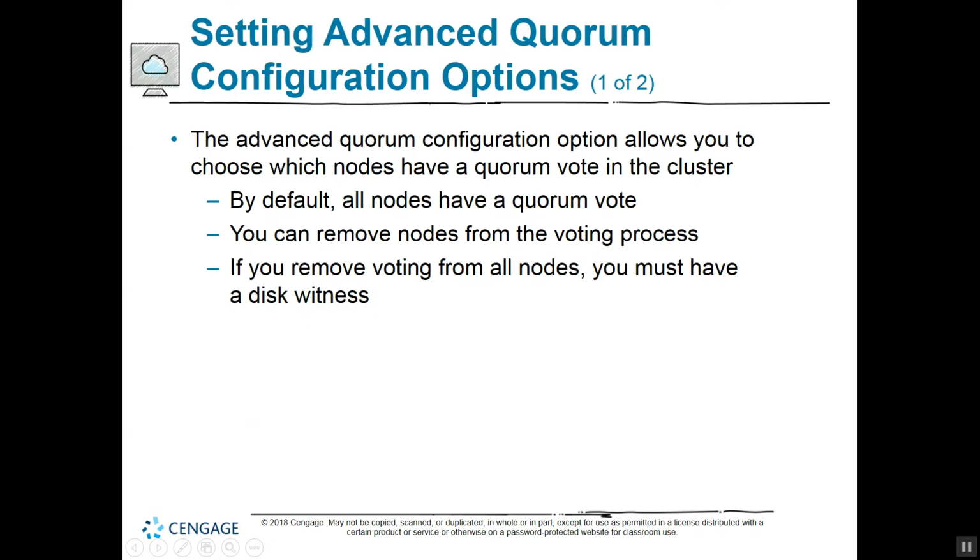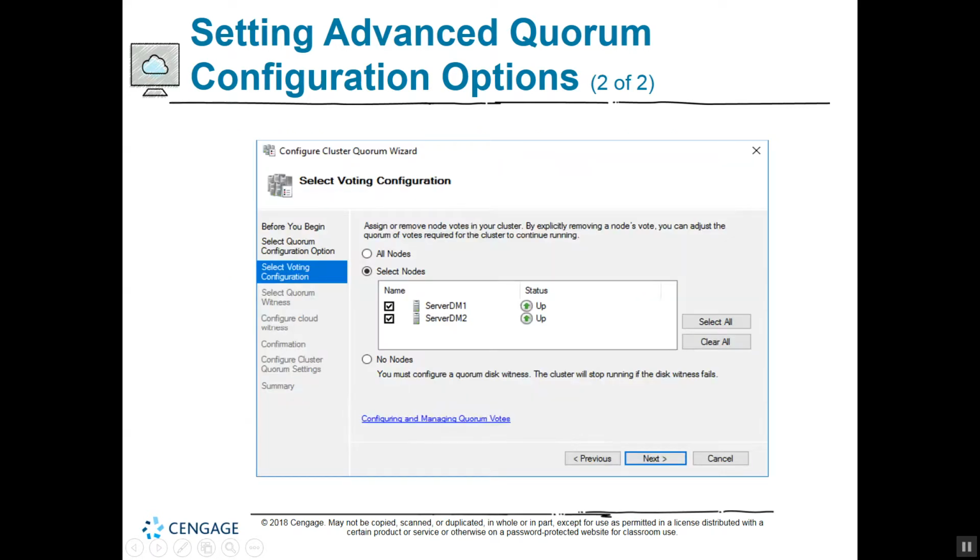The advanced quorum configuration option allows you to choose which nodes have a quorum vote in the cluster. By default, all nodes have a quorum vote. You can remove nodes from the voting process. If you remove voting from all nodes, you must have a disk witness. So here we are. We've got all nodes, select nodes, or no nodes.